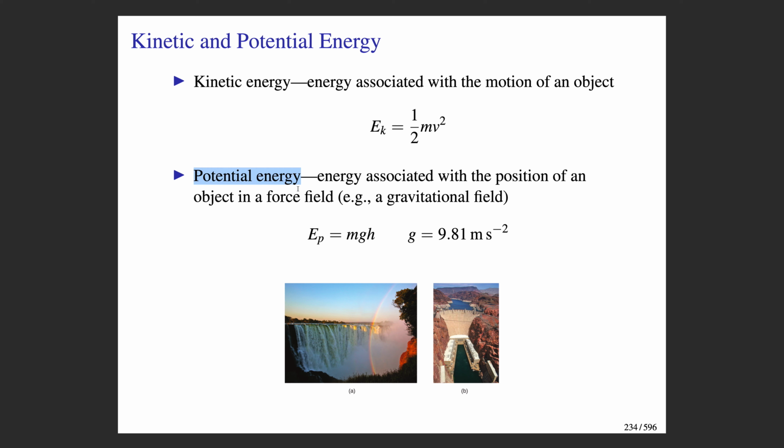Potential energy is another form of energy. It is the energy associated with the position of an object, typically in some force field. For example, a gravitational field. Let's suppose that you have an object of mass m that is some height above the surface of the Earth. g is the acceleration due to gravity. This is how you calculate the potential energy associated with that object's height. And on Earth, the gravitational constant is 9.81 meters per second squared.